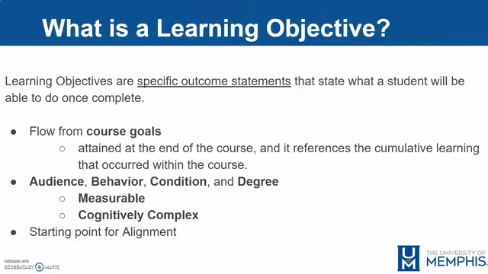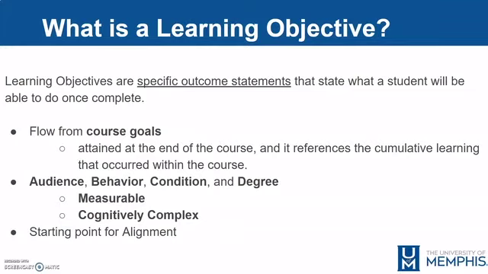Simply stated, learning objectives are specific outcome statements that state what a student will be able to do once complete. Typically, learning objectives are one of the first items online course developers grapple with. Learning objectives tie specific course-related tasks to the overall course goals.